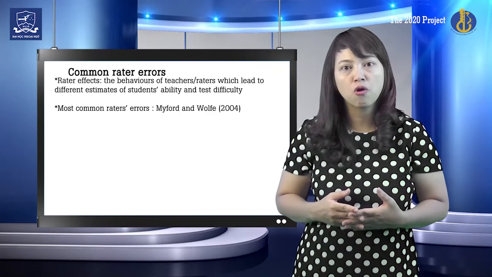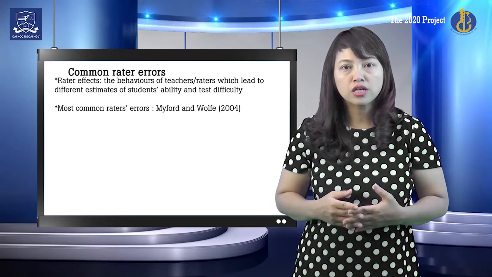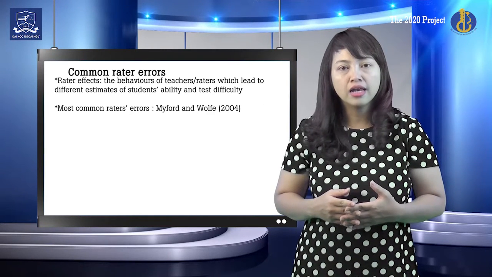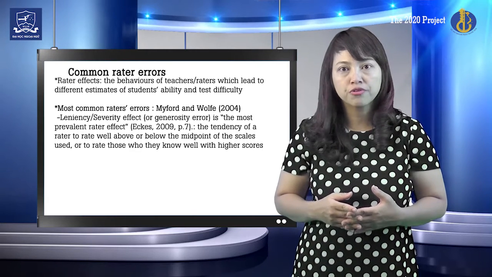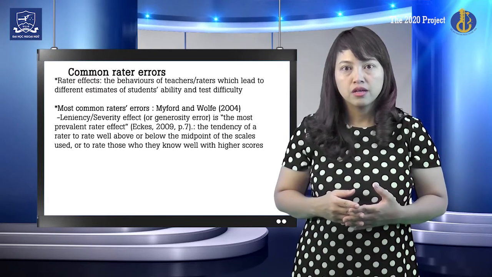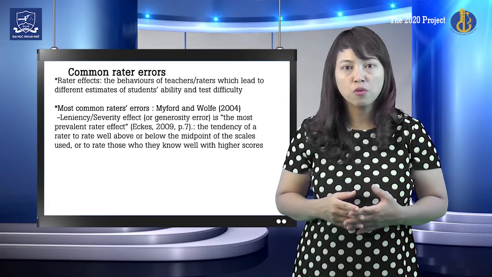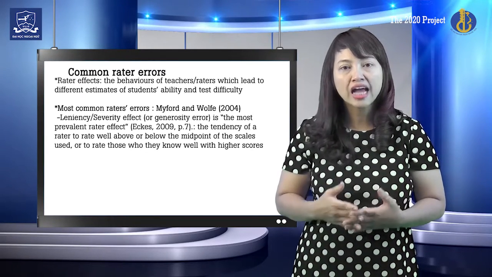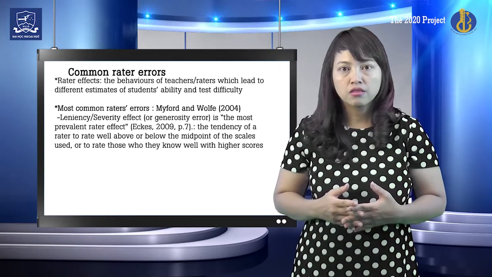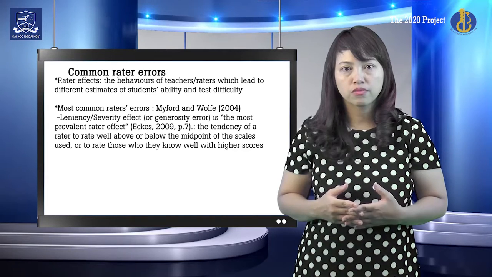The first error in this list, also the most common one, is the leniency and severity effect, also called generosity error. This is the tendency of a rater to rate well above or below the midpoint of the scale used, or to rate those who they know well with higher scores. They always give too high scores or too low scores.